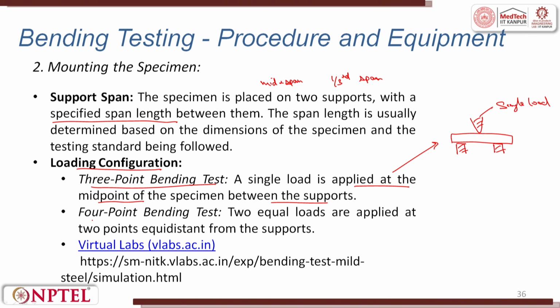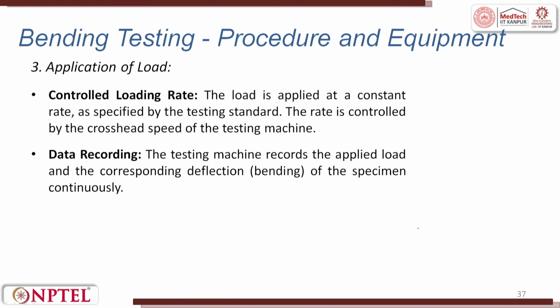Then comes the 4-point bending test. Two equal loads are applied at two points equidistant from the supports. Here we have a specimen which could be a little lengthier, and load is applied at two equidistant places. So, this is the 4-point bending test. We will go through the simulation video as well.